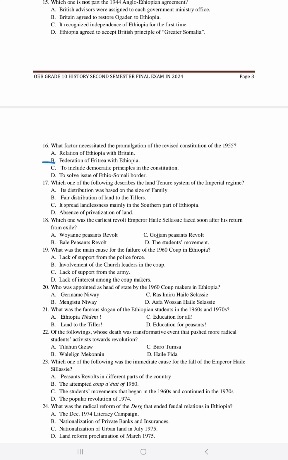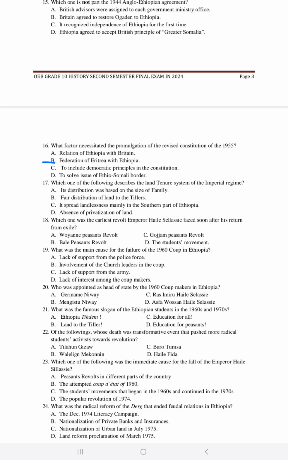The first one is to attract the loyalty of educated Ethiopians. Why? Because many educated Ethiopians had opposed him. The second one is about the Federation of Ethiopia, which is answer B. Why? Because it was a modern administration form.